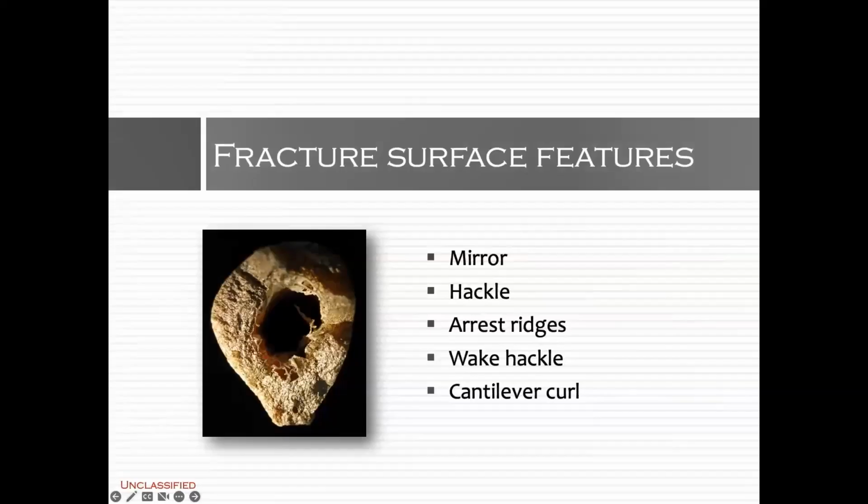Thank you, Angie. So in this section, we'll be discussing fracture surface features. A fracture surface is a surface that's created by the separation of two parts of a material as a result of a propagating crack front. We'll start by discussing fracture surface features in glass and ceramics before moving on to bone.